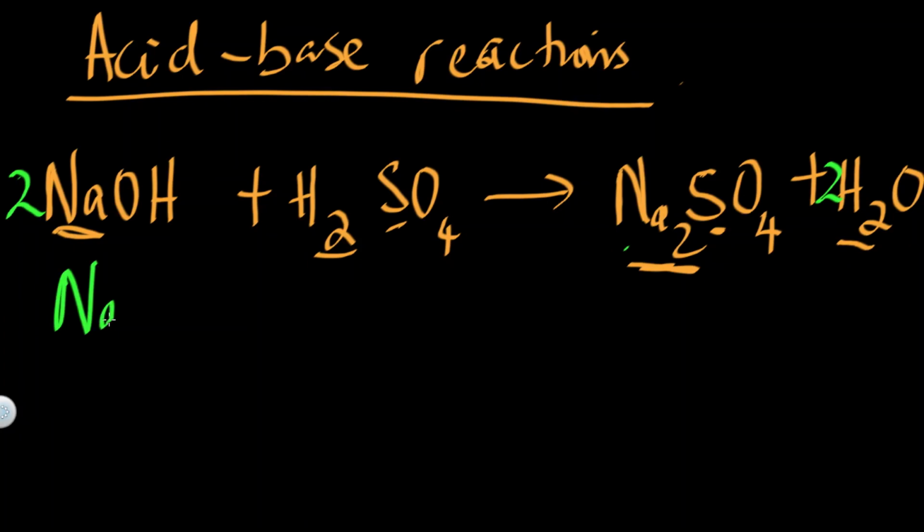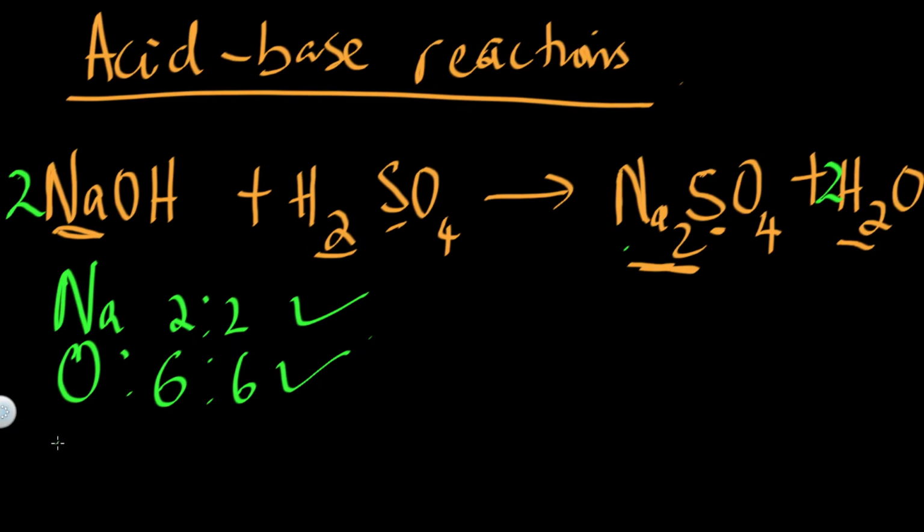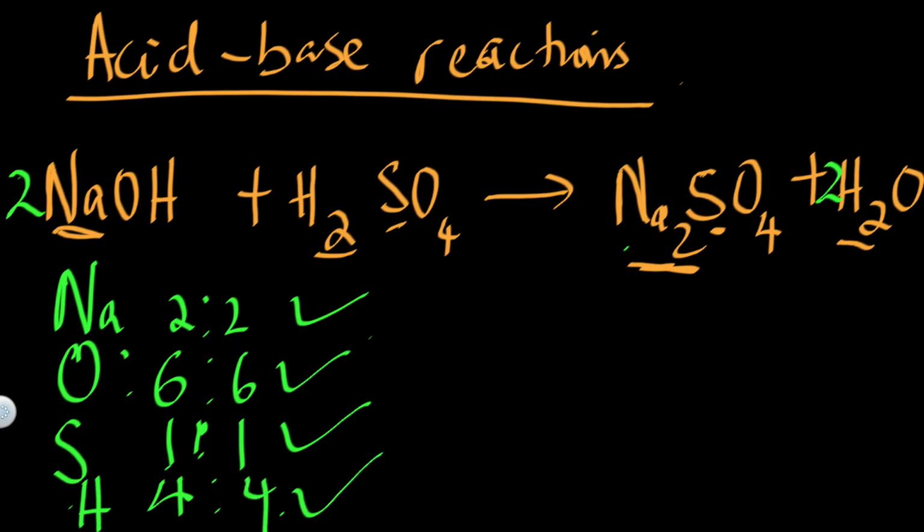Sodium is 2, so Na got 2, 2, balanced. Let us go to oxygen. We got 6 on the left hand side, and also 6 on the right hand side. It is balanced. Then we go to sulfur. We got 1 left hand side and 1 right hand side. It is balanced. Then we go to hydrogen. Right hand side we got 4, and left hand side we have 4. Balanced. So all we did here, we started by balancing sodium, and then we went on to balance our hydrogen, and everything just fell into place. This is why I say this thing is an art. From experience or from practice, you just get things right quite fast.